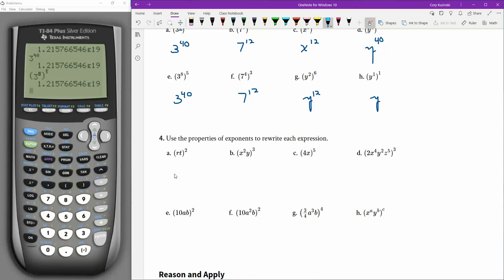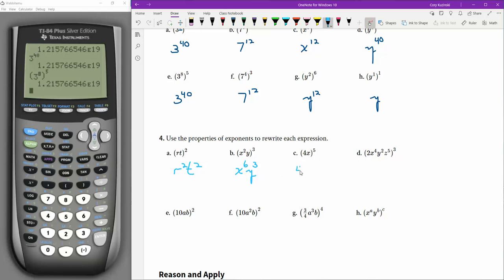Power of a product property. So we're going to raise r to the second power, and we're going to raise t to the second power. R squared, t squared. Get rid of those parentheses. X squared cubed is x to the 6th. 2 times 3 is 6. And y to the first power cubed is y cubed.